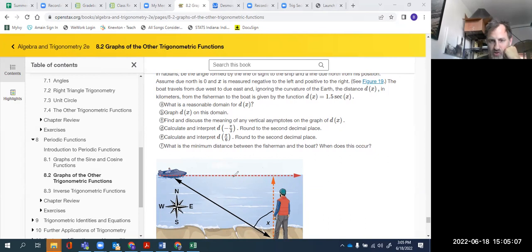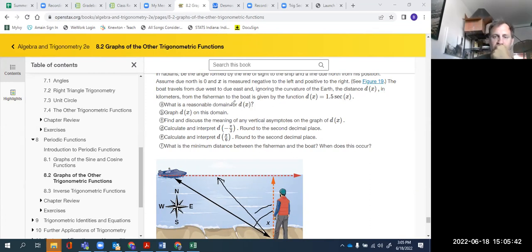So as the boat goes across, this is going to change. He sees the boat here, then he's got a new angle here. Assume due north is 0 and measure left, negative to the left, positive to the right. The boat travels from due west to due east, and the distance from the fisherman to the boat is given by the function d of x equals 1.5 secant x. What is a reasonable domain for d of x?